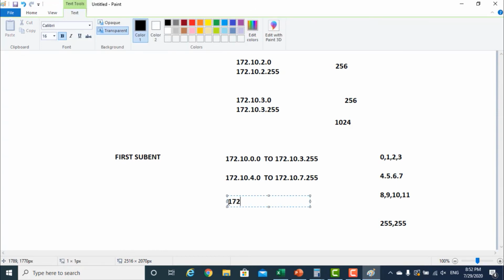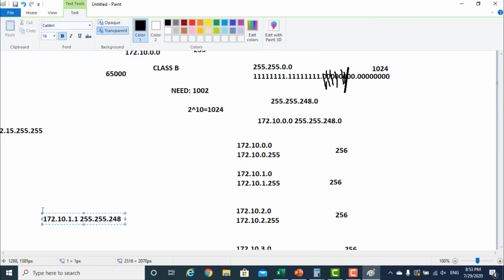So 172.10.8.0 to 172.10.11.255. Yes, you got it. So when I'm assigning an IP address of this, let's say 172.10.1.1 and 255.255.248, how much was the subnet? 248, yes.